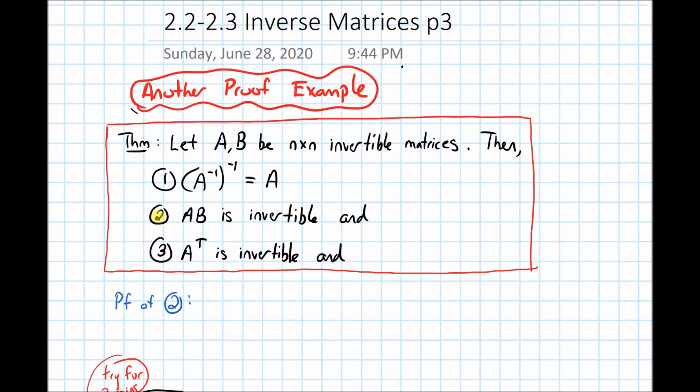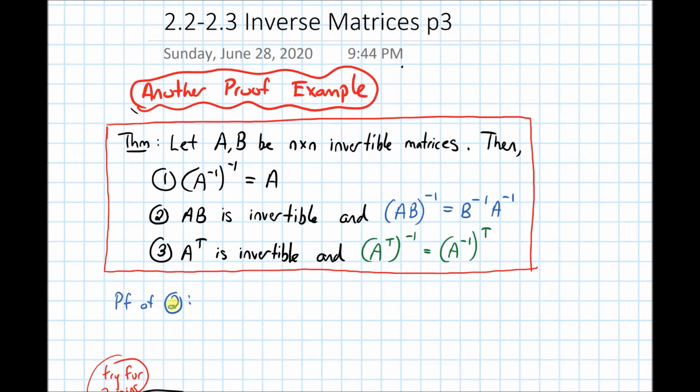The second property says, if you form the product and look at A times B, that is invertible. And moreover, the formula for (A times B) inverse is B inverse times A inverse. So you take the inverses of both of them and you switch their order. And then finally, the third property says the transpose is invertible. So the transpose of A is invertible if A is invertible. And moreover, the inverse of A transpose is the same thing as A inverse transpose.